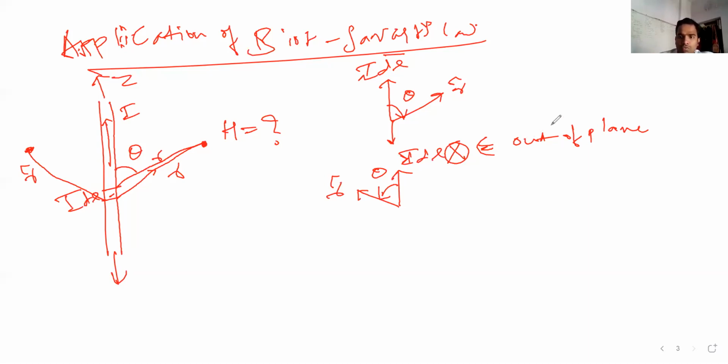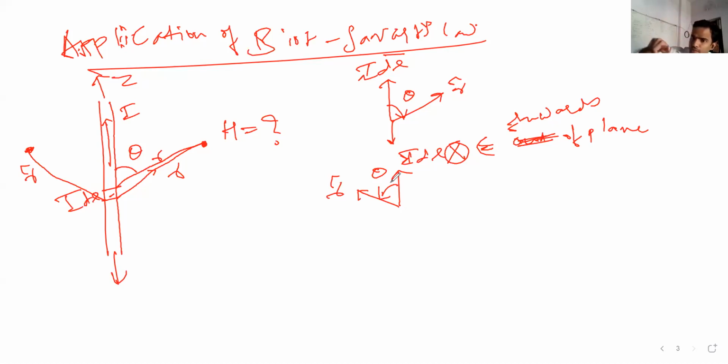No, this is not outward, this is inward. This is in plane, inwards. And this will be outward. Why? Because we are going like this. You can see my fingers. So Idl is on top and we are going in the direction from Idl to r.